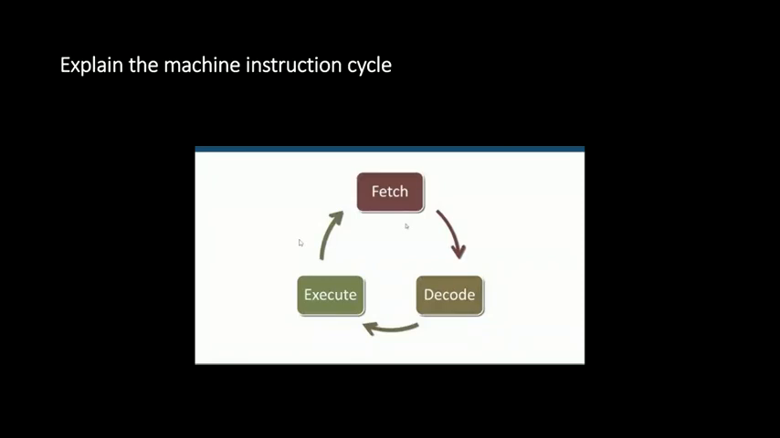The machine instruction cycle is essentially the fetch, decode, execute cycle. So the first step is the fetch. The CPU fetches an instruction from the main memory, so the RAM, and stores it in the CPU temporary memory, so the registers. When it is fetched, to make sense of the instruction, it is decoded, and then it is executed in the execute stage.